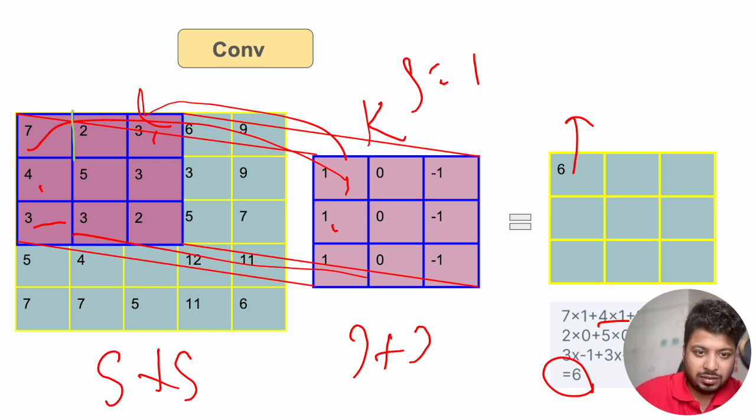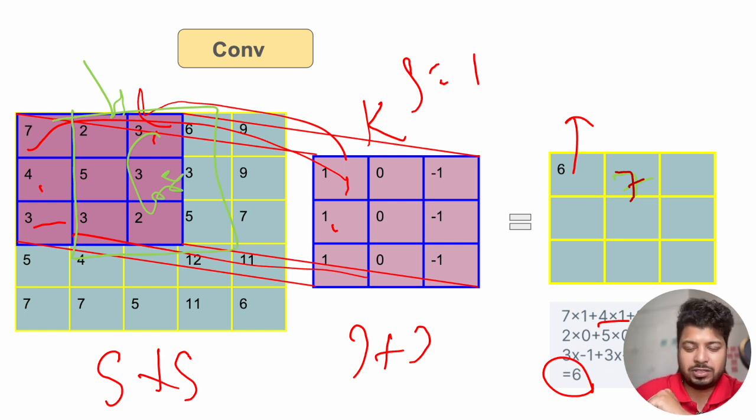So the kernel will start from here till here, and whatever value we get from here will come here. Okay, let's choose a separate color. It will come here, which will be 7, I guess. You can do the mathematics. It's pretty simple. It's simply matrix multiplication.